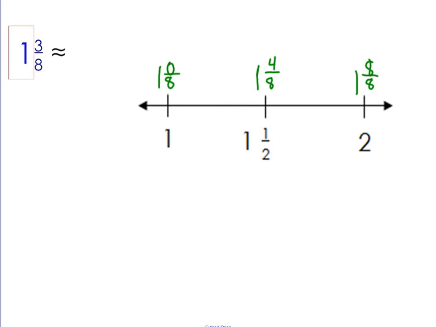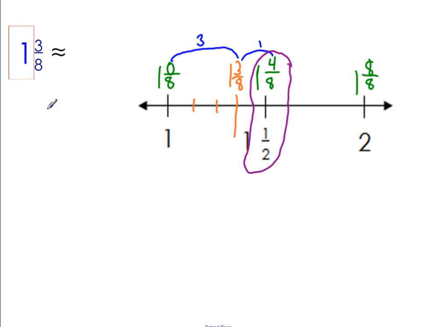Now I need to determine where 1 and 3/8 falls on the number line. If this is 1 and 0/8, then this is probably about 1 and 1/8. This is probably 1 and 2/8. And this here must be where 1 and 3/8 goes, because then after it is 1 and 4/8. Now I'm going to find the distance between the numerators. Between 0 and 3 is 3, and between 3 and 4 is 1. So 1 and 3/8 is closest to 1 and 4/8, or our benchmark fraction 1 1/2.